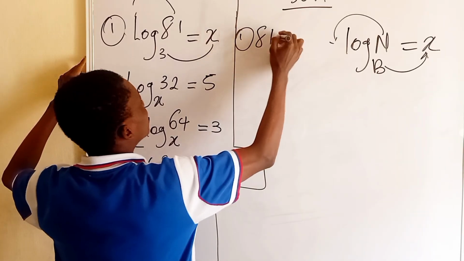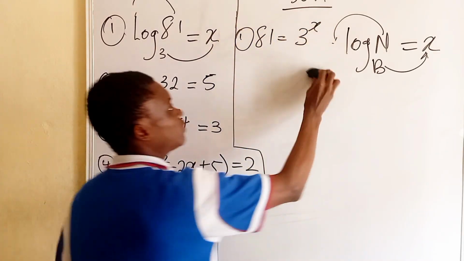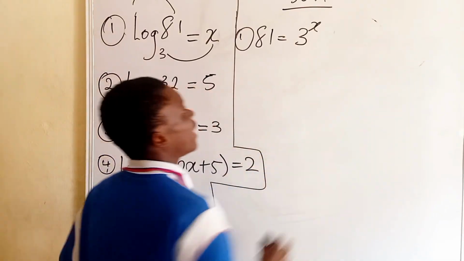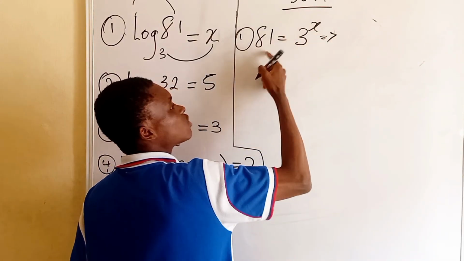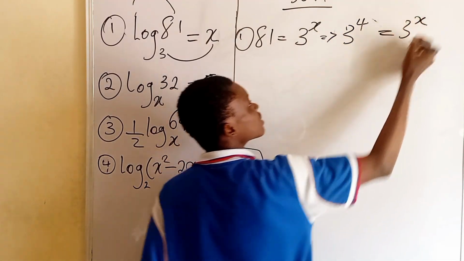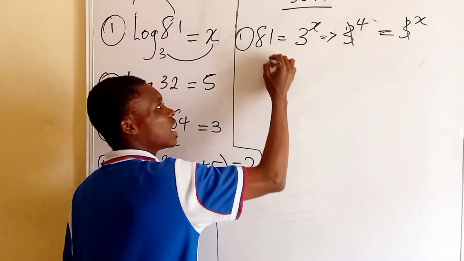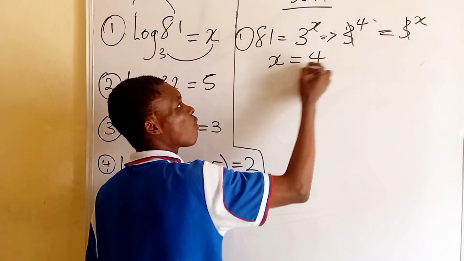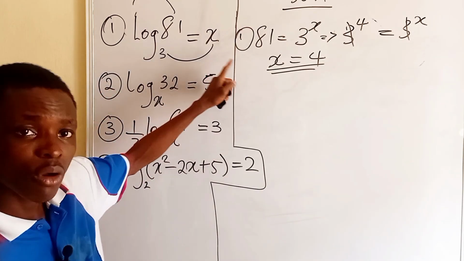81 equals 3 to power x. Now what next? What are we doing? We know that 81 here can be written as 3 to power 4 equals 3 to power x. So clearly the bases are the same. The base can cancel out the base and x equals 4. This is the first solution. So we obey the law of logarithm to solve this correctly.